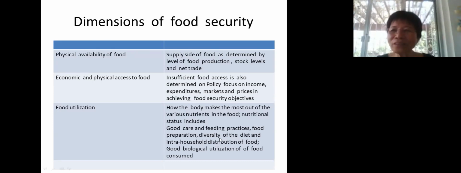We don't eat a lot of raw food. We eat a lot more cooked food in our country. And I mentioned the intra-household distribution of food. Within the household, usually the man or the farmer gets most of the share, right? Is it a good biological utilization of food consumed? The rationale behind that is that they expend more energy, so they have to get more energy in terms of food. So I think that is the third dimension.